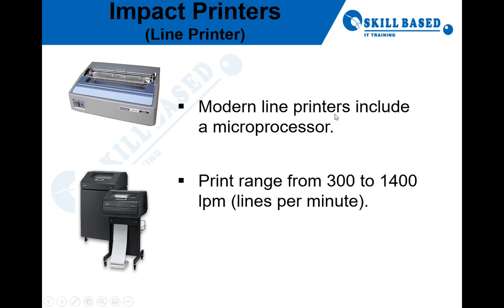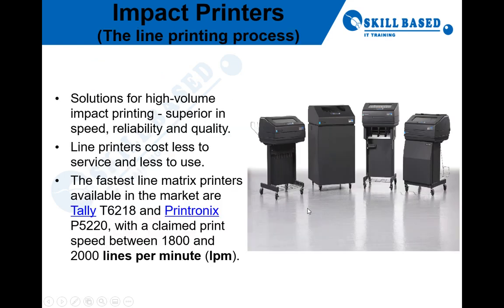Modern line printers include a microprocessor, so they can process faster, with a range of between 300 to 1,000 lines per minute. This is the average speed of line printers, and it is not measured in characters per second but in lines per minute, meaning how many lines they can print per minute. Line printers are usually a solution for high volume impact printing, especially for banks. When they want to print statements for their customers, they need to print a lot of statements.